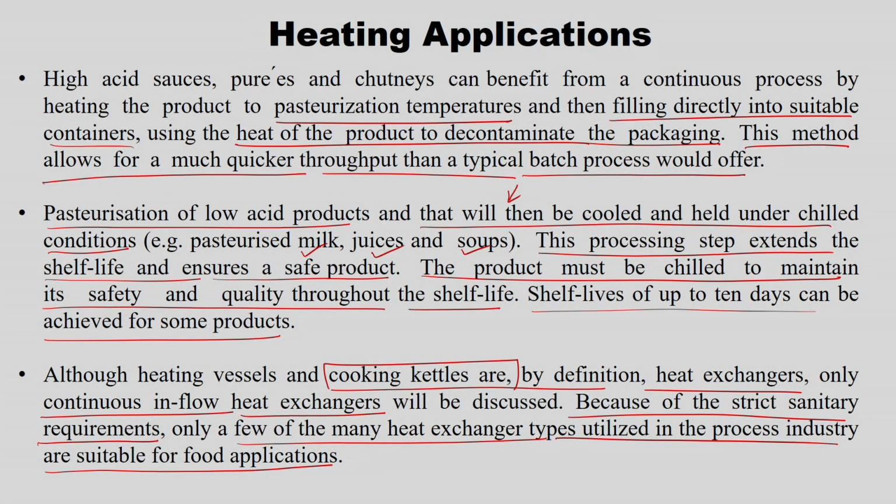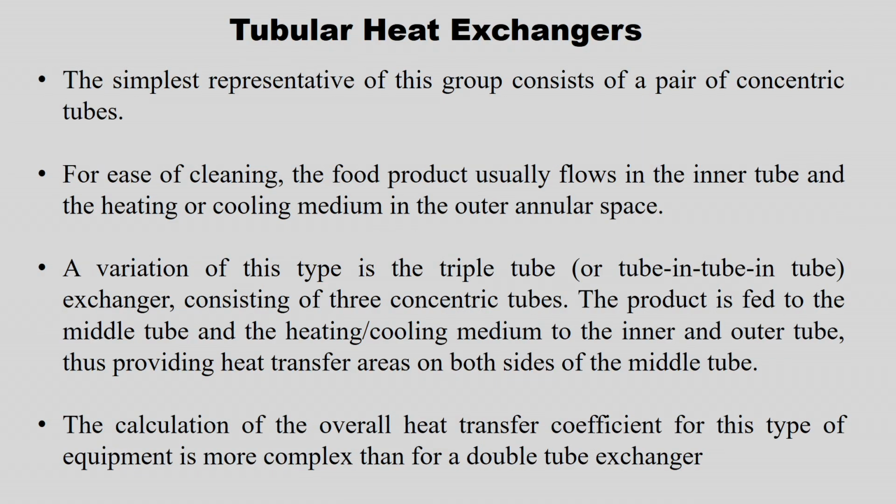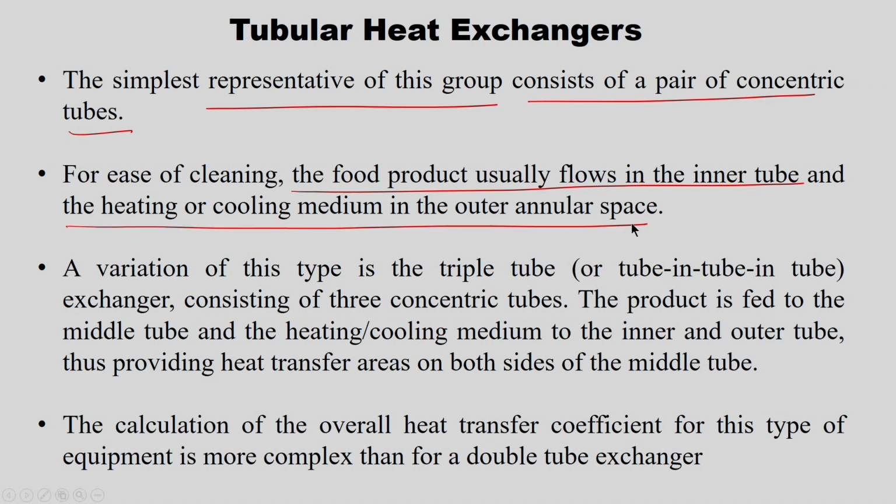The same thing here: even though there are many varieties of heat exchangers available in the processing industries, the food processing industry strictly follows the sanitary requirements, because of which very few types of heat exchangers are used. The first one is the tubular heat exchanger. The simplest representative of this group consists of a pair of concentric tubes. For ease of cleaning, the food product usually flows in the inner tube and the heating or cooling medium in the outer annular space. A variation of this type is the triple tube, which has 3 concentric tubes.